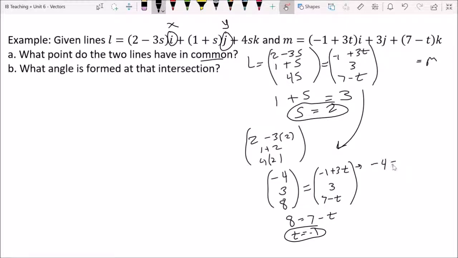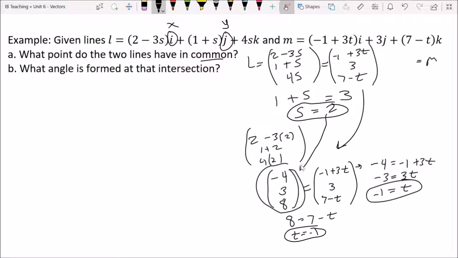So -4 equals -1 plus 3t. I can add 1 to both sides, so I get -3 equals 3t. Divide by 3, and -1 equals t. So we have verified now that a single value of t produces these coordinates, and a single value of s produces those same coordinates. Therefore, what point do the lines have in common? I'm going to write my answers over here. The point they have in common is these coordinates, -4, 3, 8. And that's the work that's necessary to answer the question.